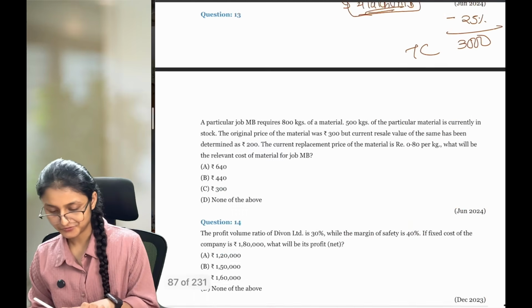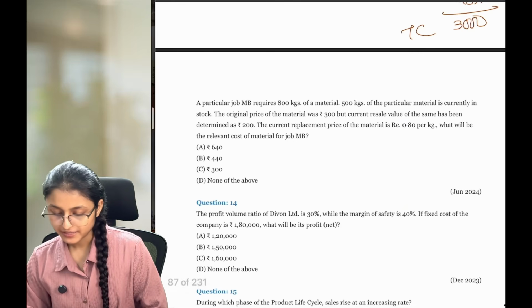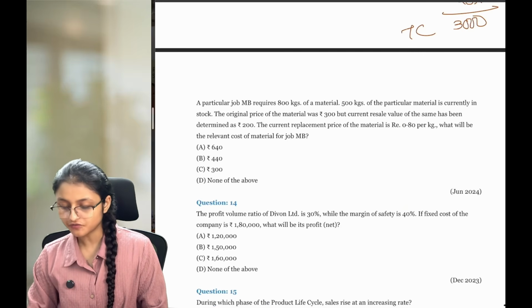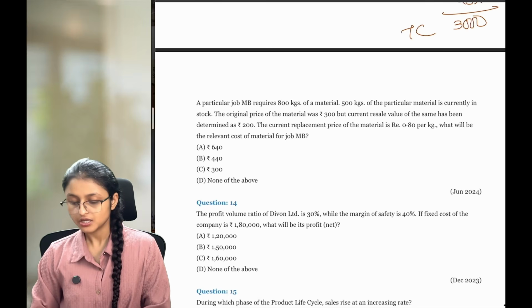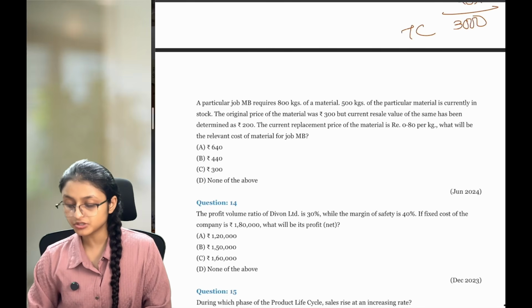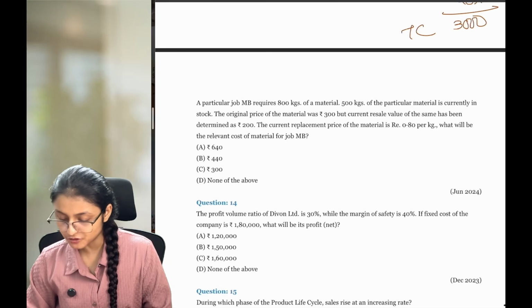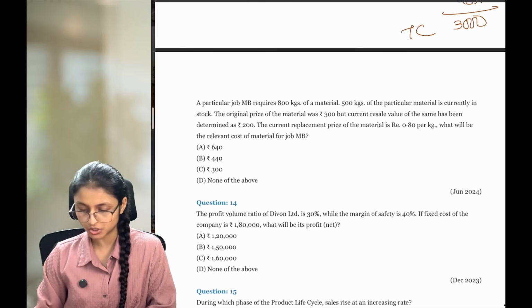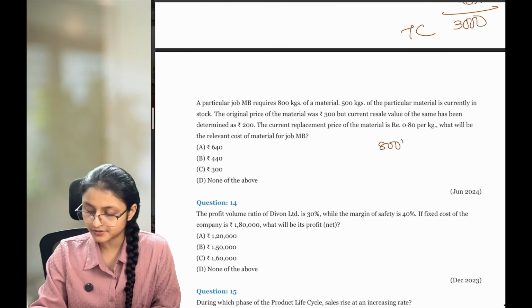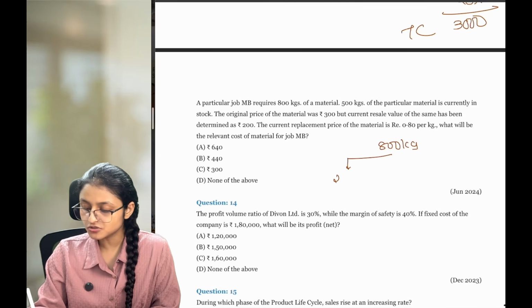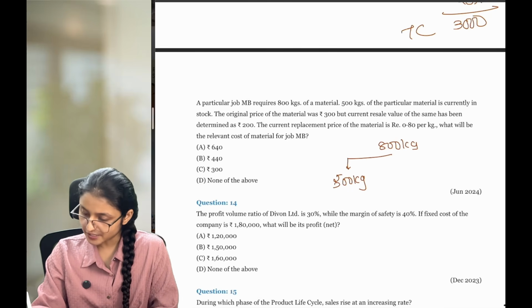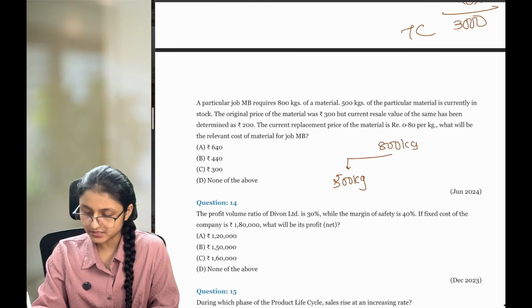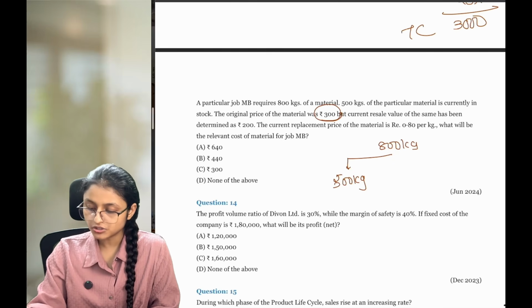Done. Moving forward, a particular job MB requires 800 kg of a material. 500 kg of that particular material is currently in stock. The original price of the material was 300 rupees, but current resale value for the same has been determined at 200 rupees. So we want total 800 kgs, out of which 500 is already there in our stock.